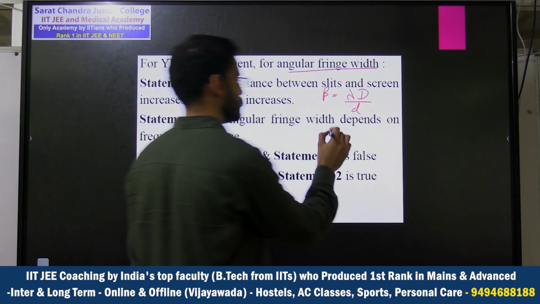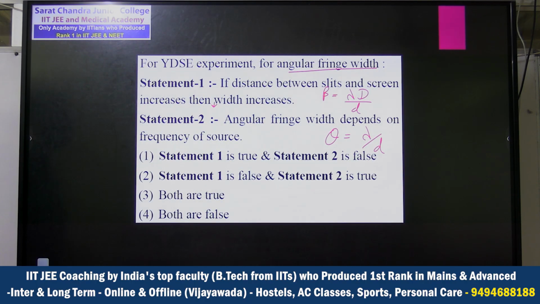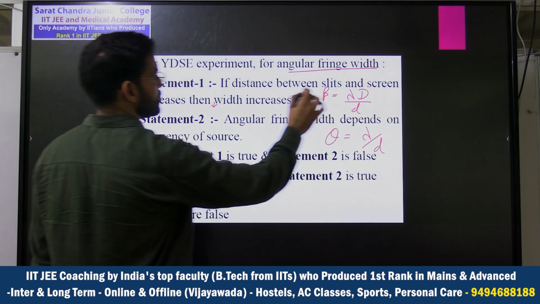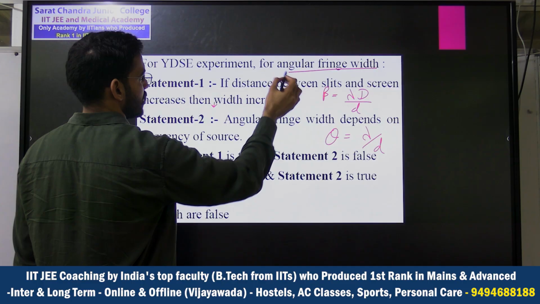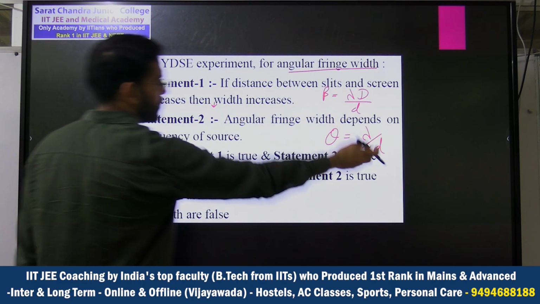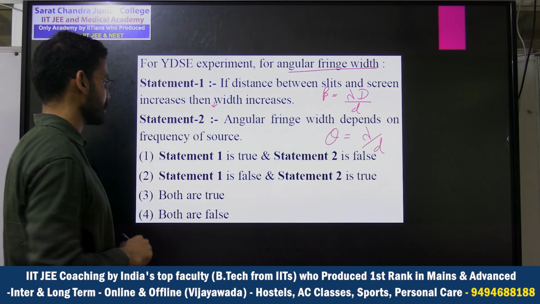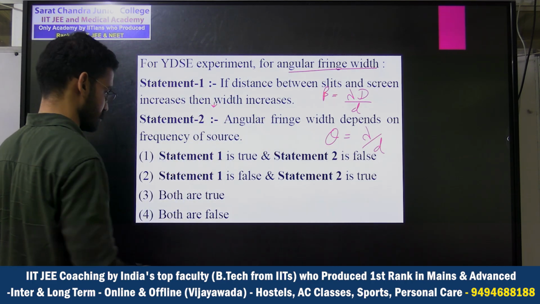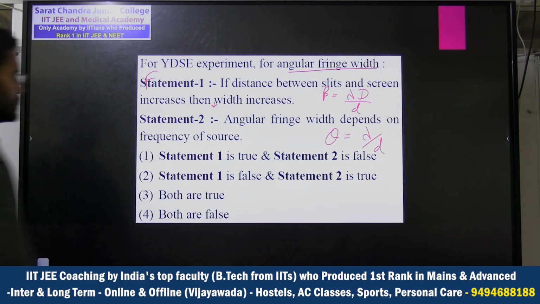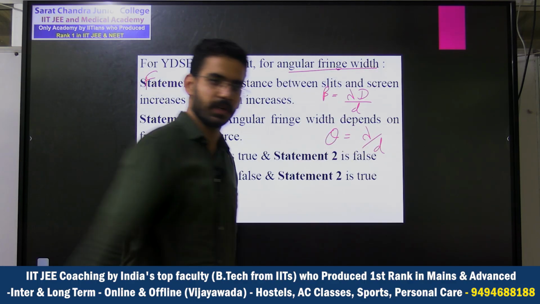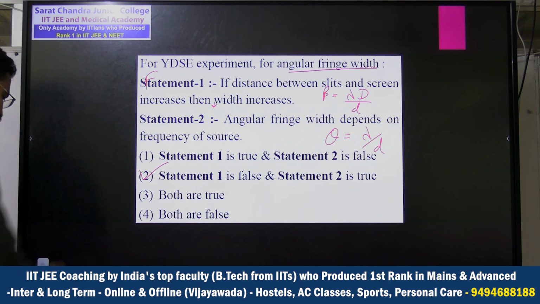And then we define angular fringe width. That will be lambda by d. So if the distance between the slits and screen, capital D, increases, then will angular fringe width increase? No, because it is not dependent upon capital D. Slits and screen distance is capital D. So this statement is false. Then statement 2, angular fringe width depends on frequency of source. So it depends upon lambda, so it depends upon the frequency. So statement 2 is true. So I can say second option. Okay, next.